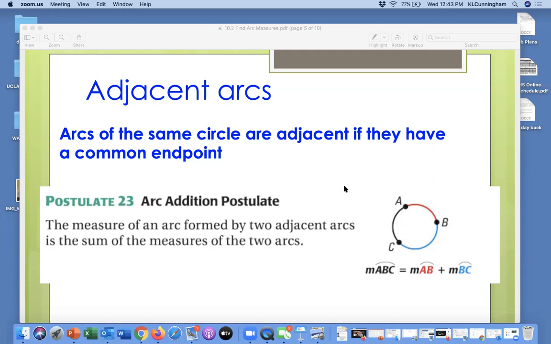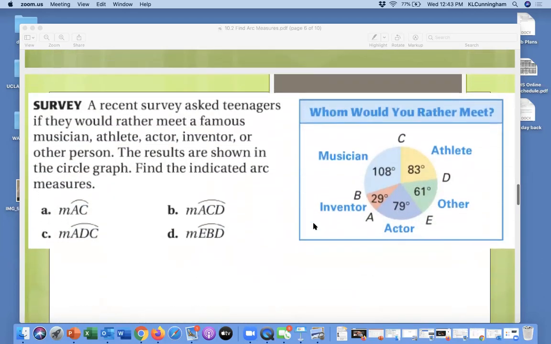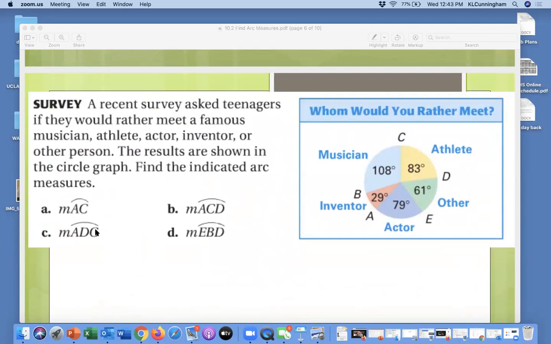Okay, that's not anything new. We were just subtracting arcs on the above slide, so this shouldn't be a groundbreaking postulate or anything. It's what allows us to add arcs. All right, so why don't you pause this and try to answer questions A through D, and then push play when you're ready for the answers.